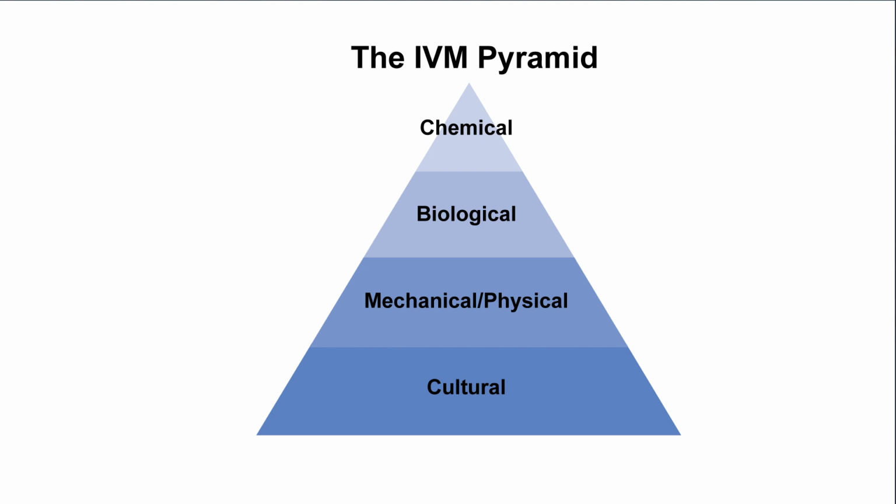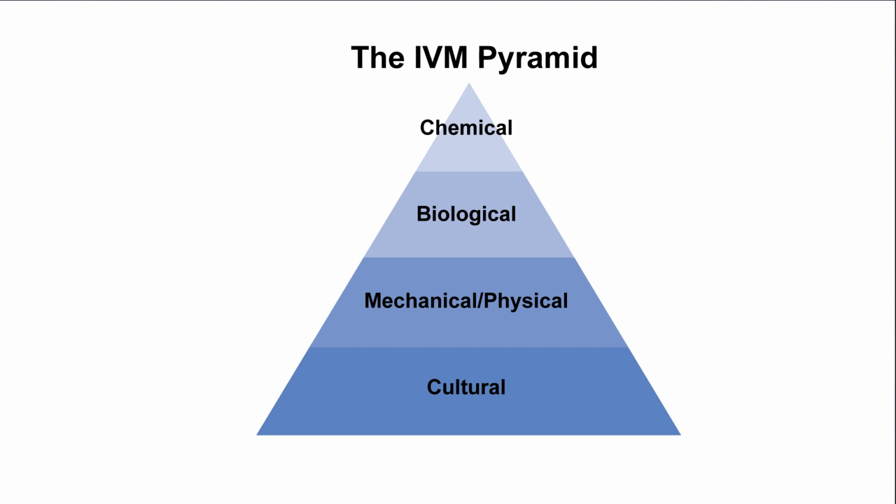In order to effectively control vectors, such as ticks and mosquitoes, it is important to understand the types of control tactics available. In an integrated vector management plan, abbreviated here as IVM, there are 4 categories of control tactics that can be used against all pests and vectors.